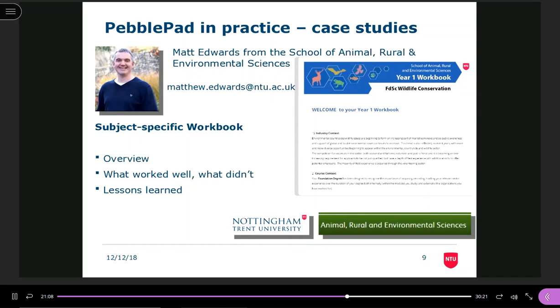So Matt's top tip is that you need to get the team on board. It doesn't work as well if you've just got one academic who's blazing a trail using the PebblePad workbooks. It works much better if the whole team's on board and everybody's coming together with that. And of course you can help each other out as well, can't you, Dan, with the design and so on.